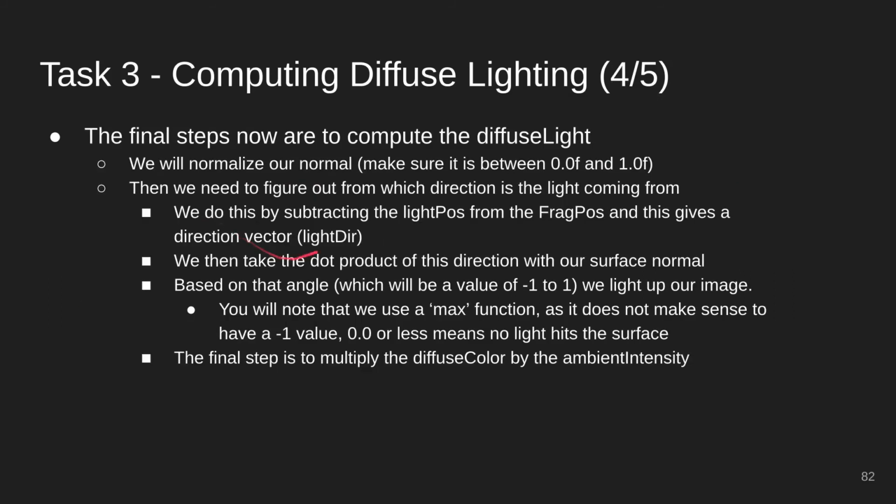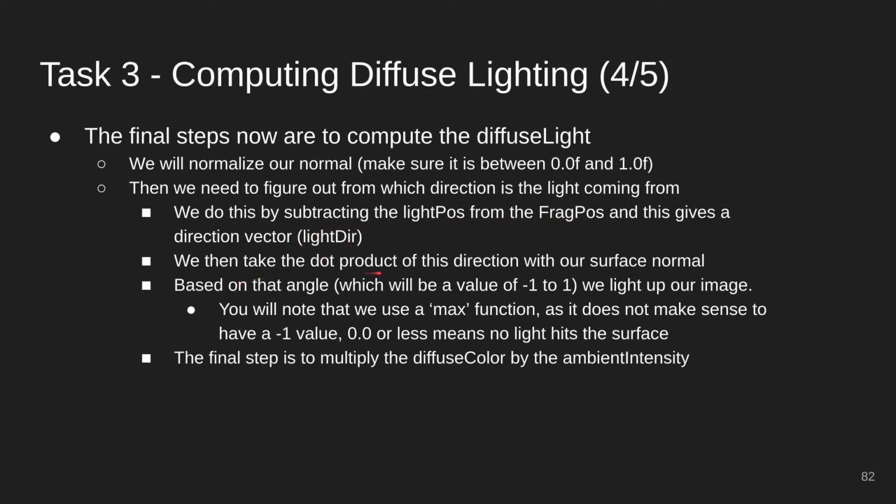Now the final steps are to compute the diffuse light. We'll need to normalize our normal, that is, make sure everything's between the value of 0 and 1.0. Then we need to figure out which direction the light's coming from, so we need to create a vector. We have our light position, where our light is in the world, and our fragment position, where our fragment is in the world. We've imported some geometry and then rotated it in some way, and now I have a new position here. Subtraction of two vectors gives us a new direction, and we call this the light direction.